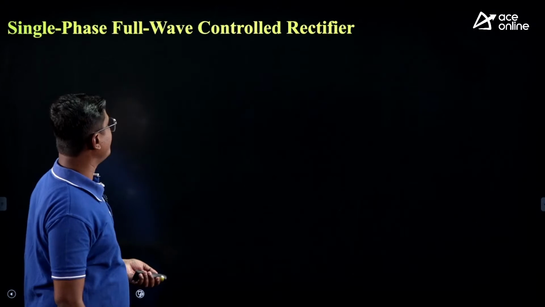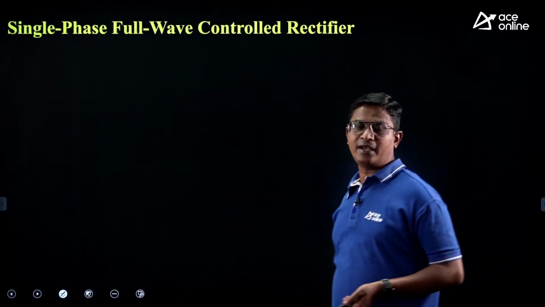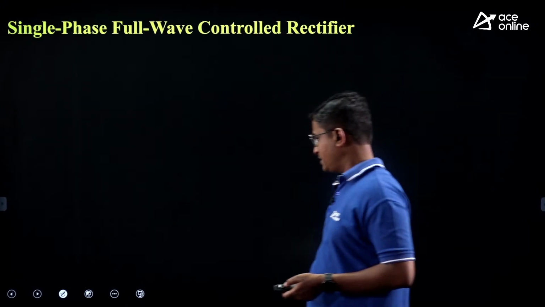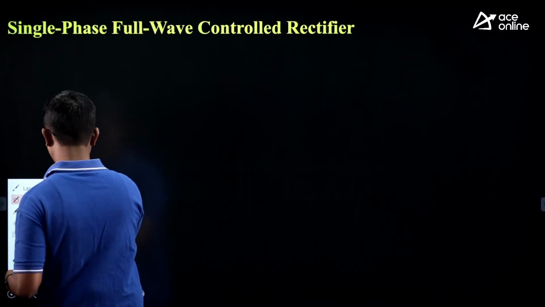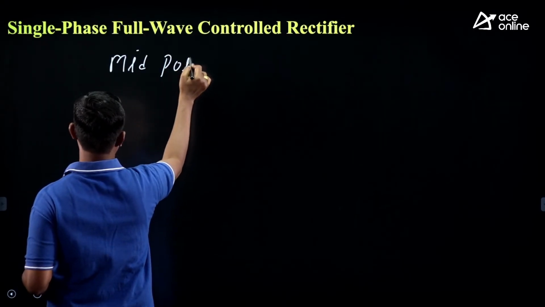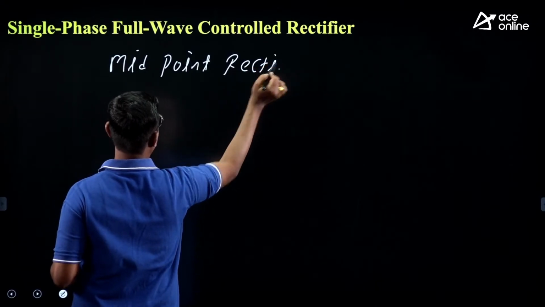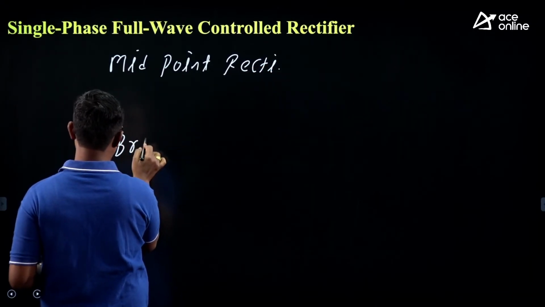Next, single phase full wave control rectifier. In full wave, again there are two types. One is a midpoint rectifier and the second one is a bridge rectifier.